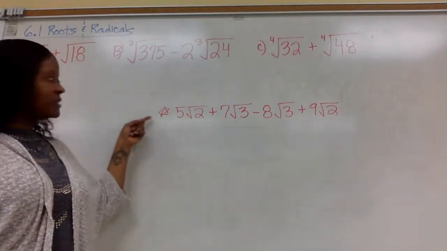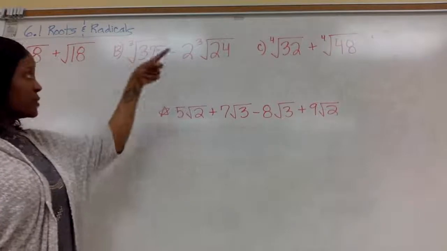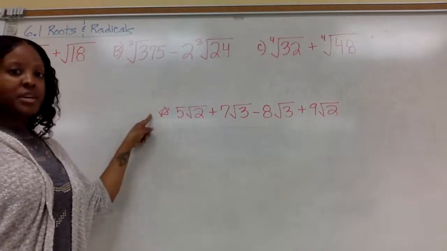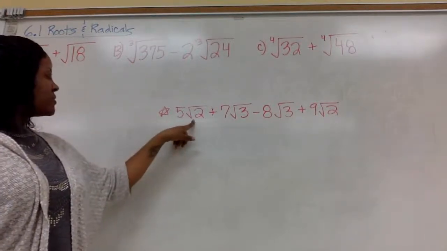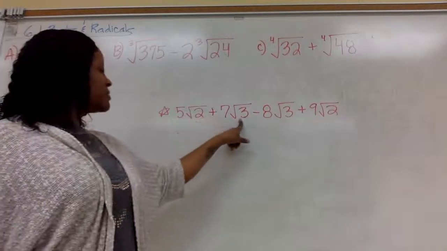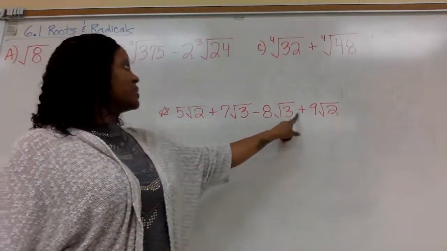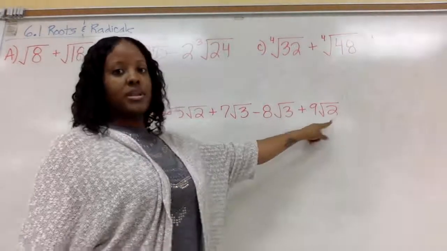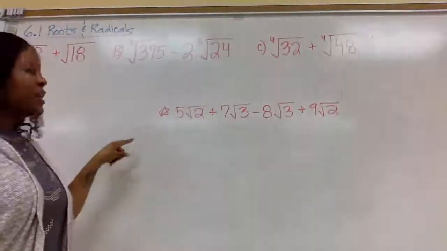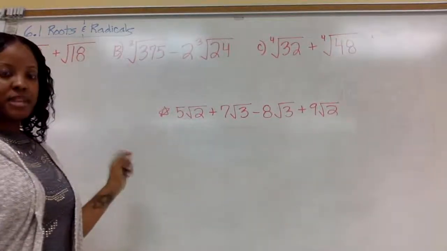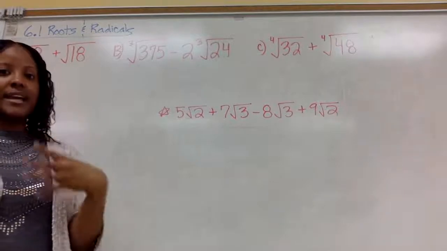I'm going to do a little side note before we jump into our three problems that are up there. So we're going to simplify the 5 square roots of 2 plus 7 square roots of 3 minus 8 square roots of 3 plus 9 square roots of 2. You can only combine terms that are alike. So think of like terms.